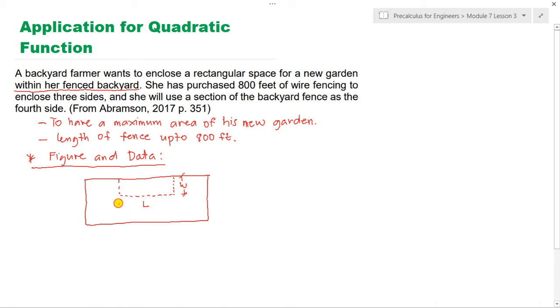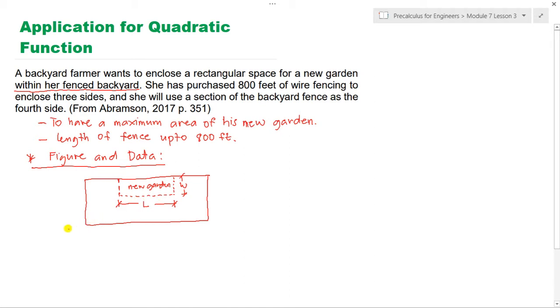So this is his plan, the new garden. The other length of the new garden already has a fence, so no need to worry about that. Only these 3 remaining sides should be equal to 800 feet. So the sum of these 3 remaining sides should be equal to 800 feet.